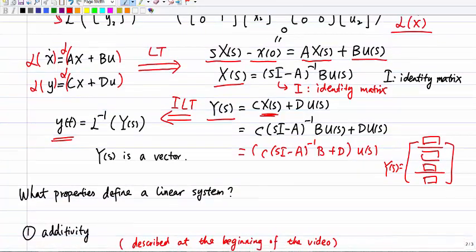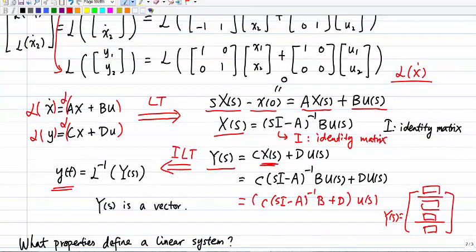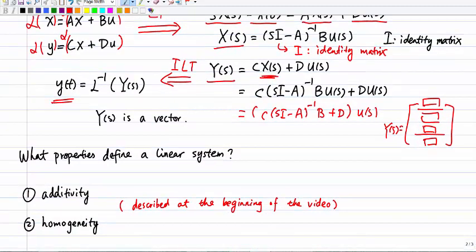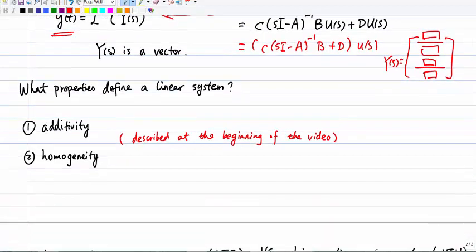Okay, so that's about what I want to describe about the control analysis components. I gave an example of how we use the final solution for a given linear control system and a given control input. Now let's talk a little bit more about the linear system. What property defines the linear system? As I mentioned before, the linear system has two properties: one is called additivity, and one is the homogeneity property. You can refer to the very beginning of this video for what these two properties mean.